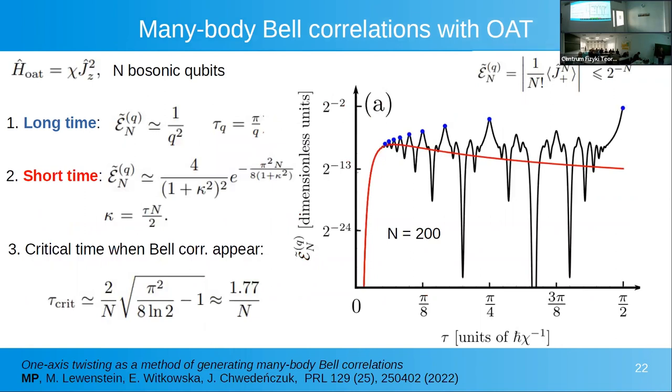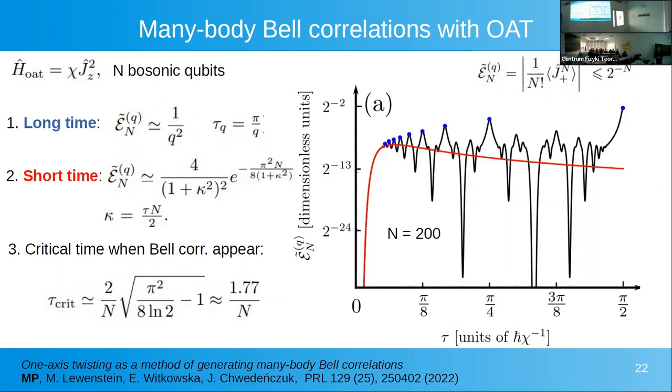So now let me shortly introduce our main results, where we use our correlator to analyze the correlations generated during OAT in the bath of n bosonic qubits. So this is the two-mode approximation, and the main results are presented here. On the horizontal axis, we have time, the dynamics of the process. And on the vertical axis, we have the value of our metrically correlator. And the black line corresponds to, let's say, simple numerics in the two-mode approximation. And we have a few analytical predictions.